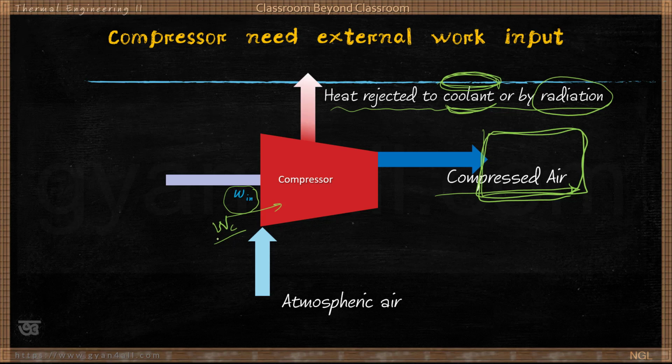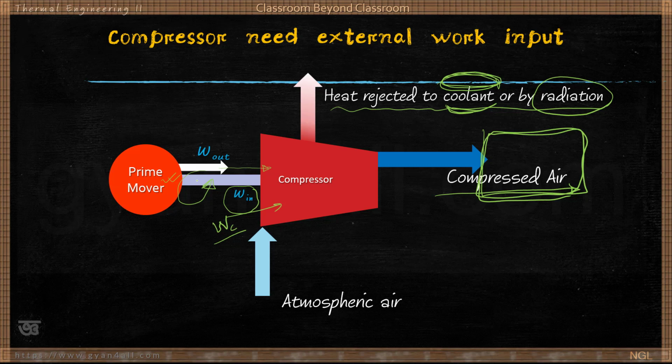Now where do we get this work from? We may use a prime mover. A prime mover we already know. A prime mover produces power, and that power may be used to run the compressor. So this prime mover will run the compressor. Sometimes, as I have already said, we may use an electric motor, but that is the same. That means we need some work input.